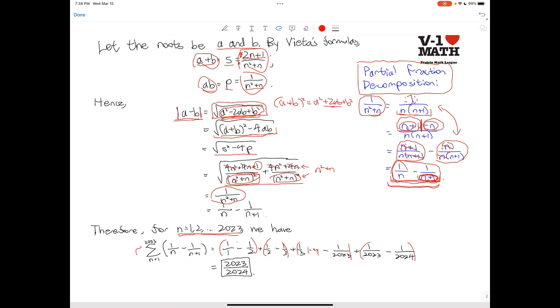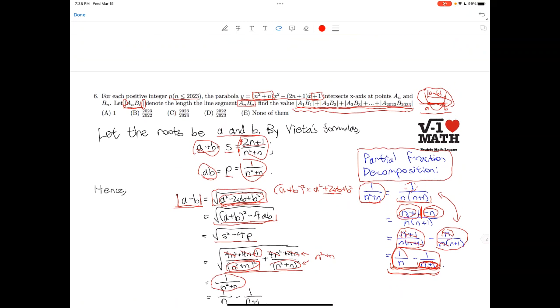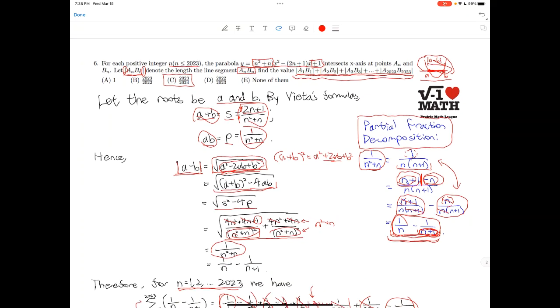So here, minus 1 over 2 cancels out with plus 1 over 2. Minus 1 over 3 cancels out with plus 1 over 3. And we can cancel out the ugly stuff in the middle. And eventually we get 1 minus 1 over 2024, which is equal to 2023 over 2024. This is option C. And we're done.